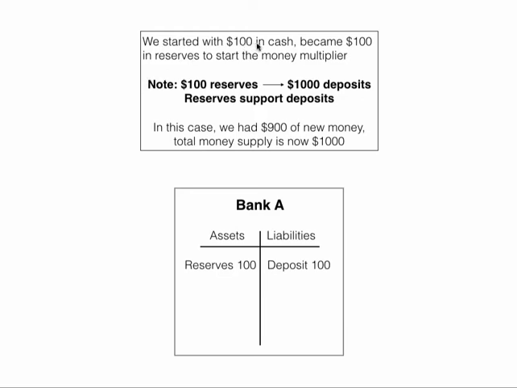So just to review, we started in this case with $100 in cash, so there was already $100 in the money supply. We put that into the banking system. So initially we put $100 in reserves into the banking system, and that got multiplied through that process that we just saw into $1,000 in deposits. So reserves support deposits. And in this case, because we started with 100 and we ended up with 1,000, we had $900 of new money. So the banking system, on top of that $100, ended up with $1,000 of money supply.